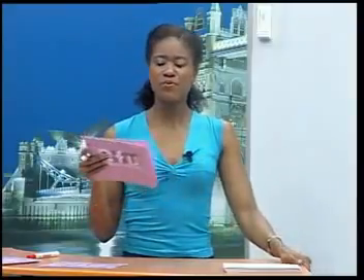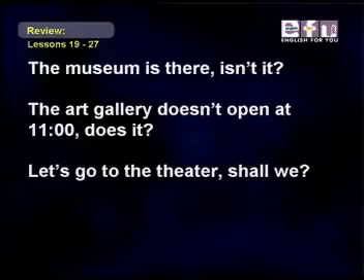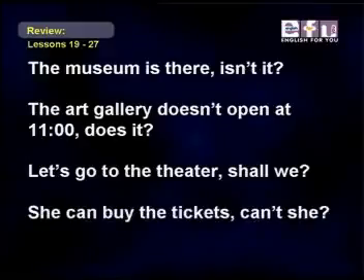Now it's time to review tag questions and present perfect. Tag questions are questions that are added to the end of a question. Take a look at some examples. The museum is there, isn't it? Isn't it is the tag question. The art gallery doesn't open at 11 o'clock, does it? Let's go to the theater, shall we? She can buy the tickets, can't she?